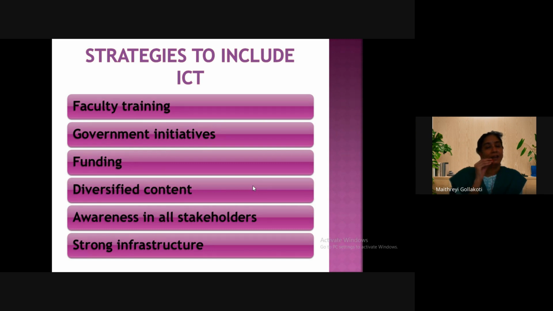Next, funding. Regarding remote areas, I think if the government gives at least half of the fund, some kind of incentive, definitely ICT will happen more rapidly and the digital divide will be bridged more rapidly. So for that, we need better funding by the government. And next, diversified content.